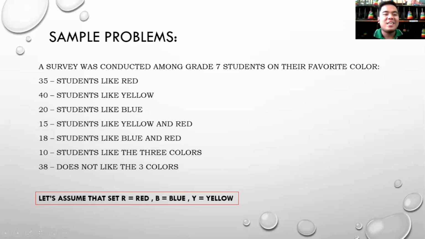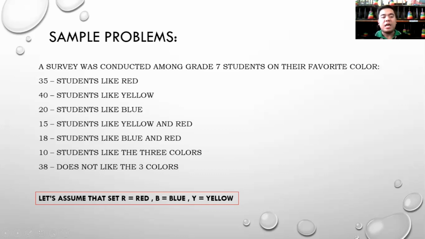So, for example, halimbawa, a survey was conducted among grade 7 students on their favorite color. 35 students like red. 40 students like yellow. 20 students like blue. Take note of the problem. 15 students like yellow and red. 18 students like blue and red. 10 students like the three colors. 38 does not like the three colors. So, yun yung mga sample na problem.